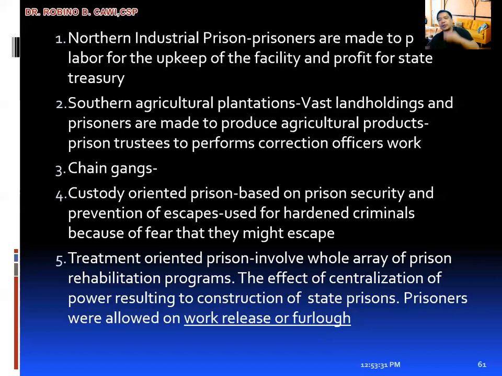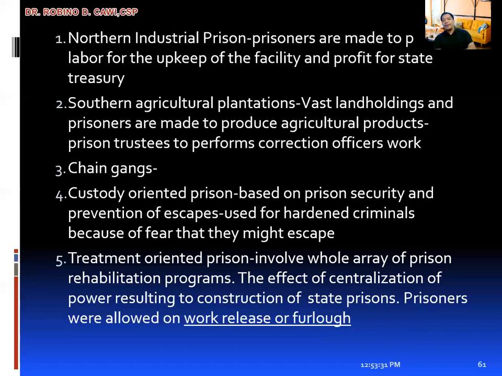And then, of course, for those who have committed very simple infractions, and at the same time this group of offenders is seen to be easily reformed or rehabilitated, we have the so-called treatment-oriented prison. Under this treatment-oriented prison, it involves a whole area of prison rehabilitation programs that include, among others, anger management and therapeutic community, and so on and so forth, with the end in view of eventually maximizing the rehabilitation process involving the so-called inmates.